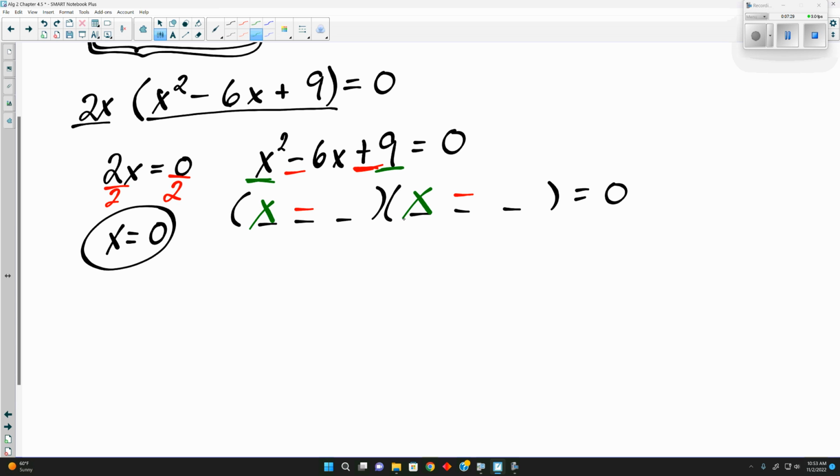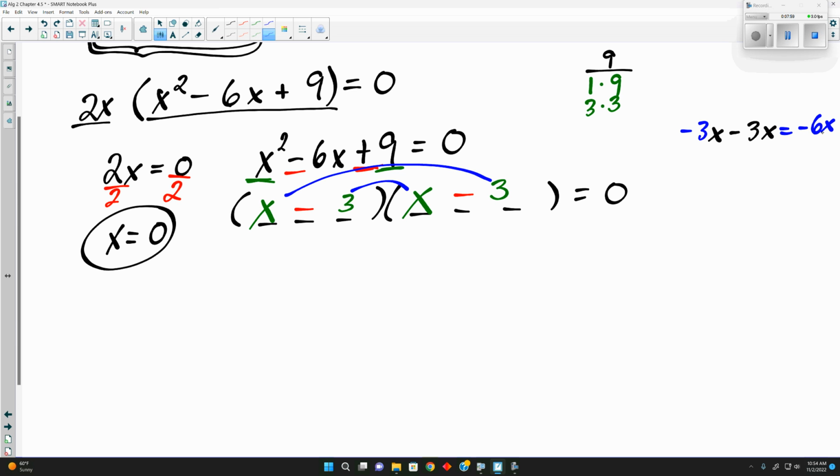Now 9 has a few different factors, because we have 1 and 9 or 3 and 3. So which one of these two do we want to try first? 3 and 3. Now we can check this here off to the side. We can say x times negative 3 is negative 3x. Negative 3 times x is negative 3x, and negative 3x minus 3x is negative 6x. And the middle term that we wanted was negative 6x.